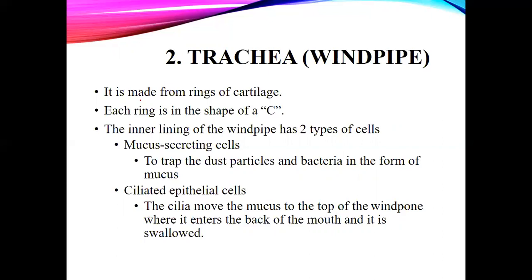Now the trachea is made up of rings of cartilage. Each ring is in a C shape. The inner lining of the windpipe has two types of cells. We've got mucus secreting cells, which help to trap the dust particles and bacteria in the mucus. Then the second cell is the ciliated epithelial cell. It is a specialized cell, and it has cilia on the surface. What the cilia do is move the mucus to the top of the windpipe, where it enters back into the mouth and is swallowed into the digestive system.